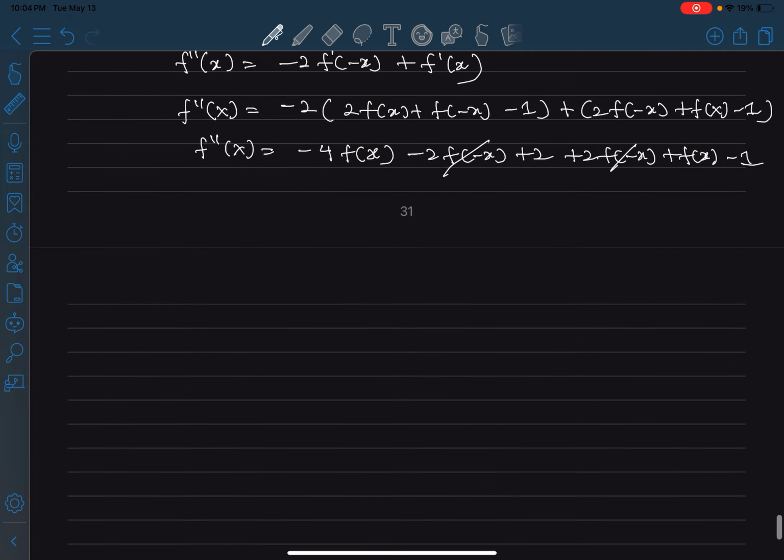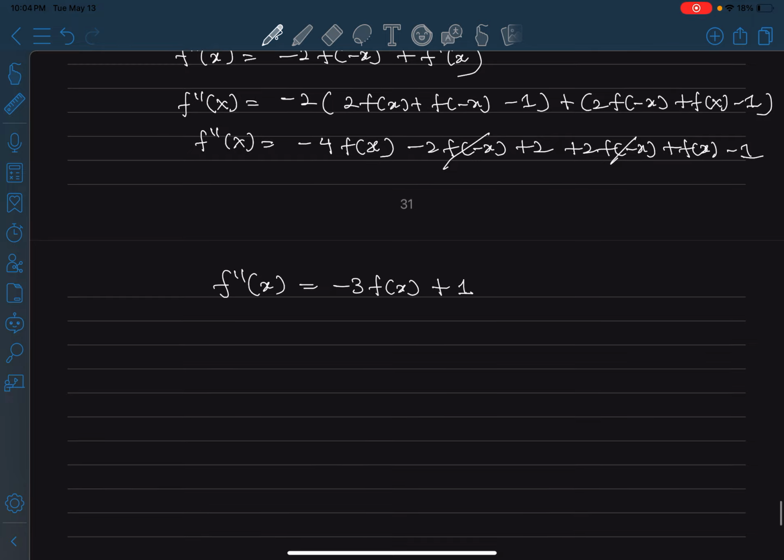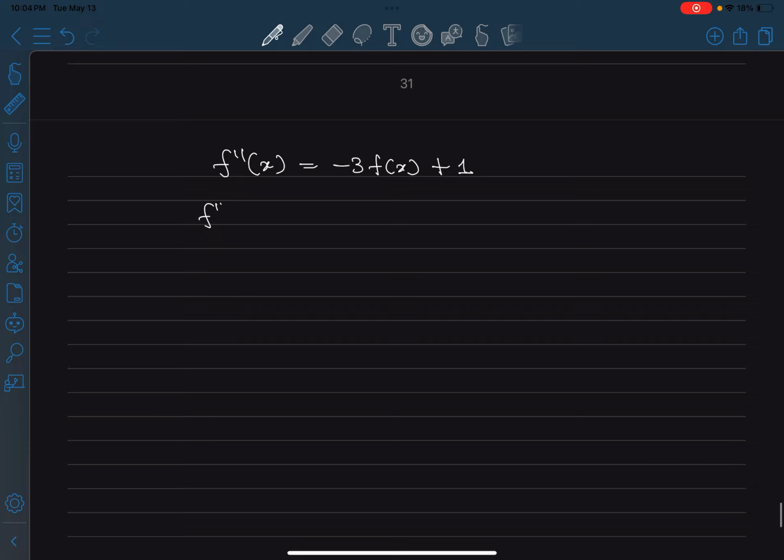So now this has simplified a lot. F double prime of x is equal to negative 3f of x plus 1. Now I can further simplify this as f double prime of x plus 3f of x is equal to 1. Now this is just a differential equation, right? This is the same as solving y double prime plus 3y is equal to 1, you know?